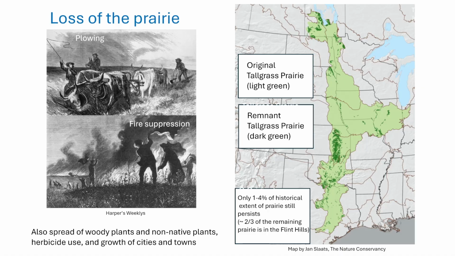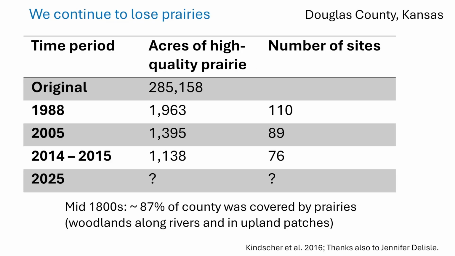More recently, native woody plants are moving into a lot of prairies. Some non-native species are a real problem. Herbicide use in prairie hay meadows is a real issue. And then just development, cities and towns and housing, etc. And we continue to lose prairies.